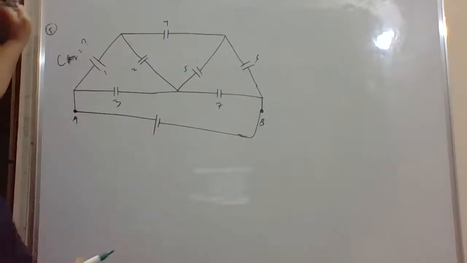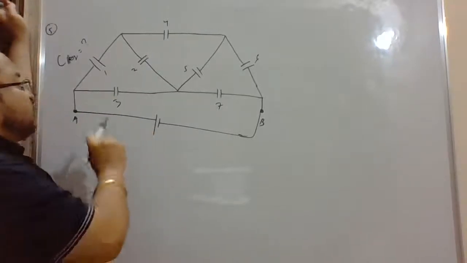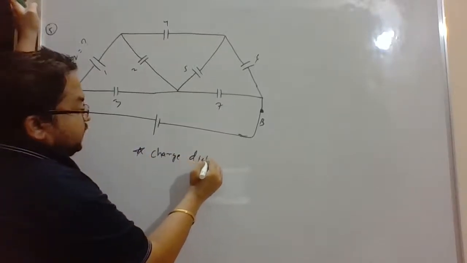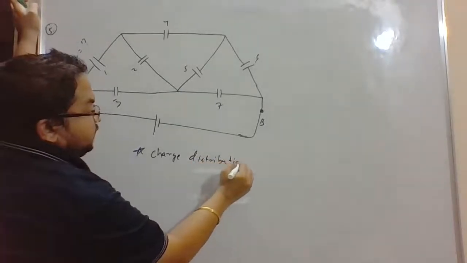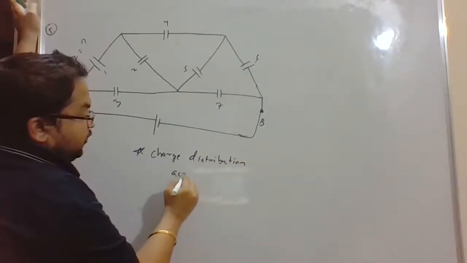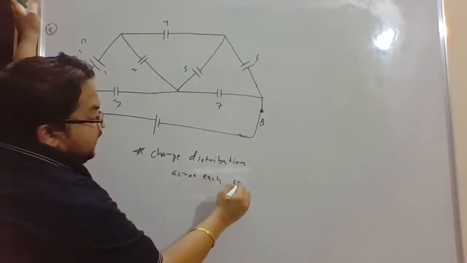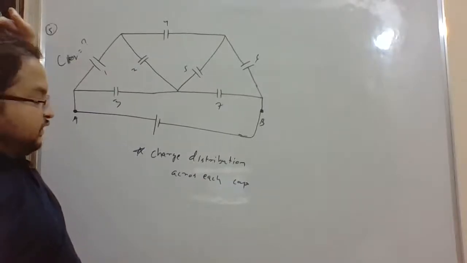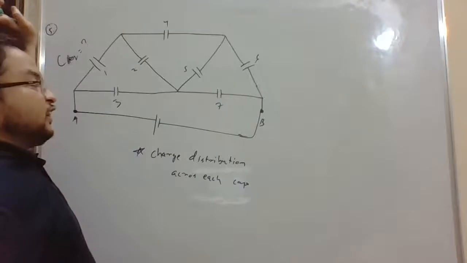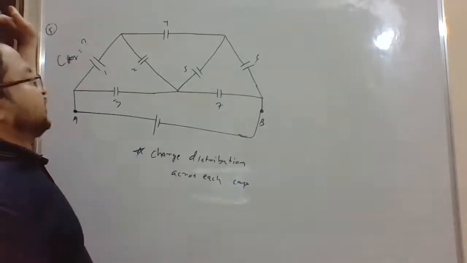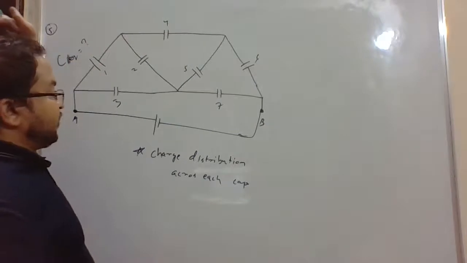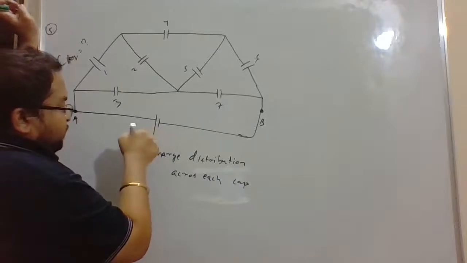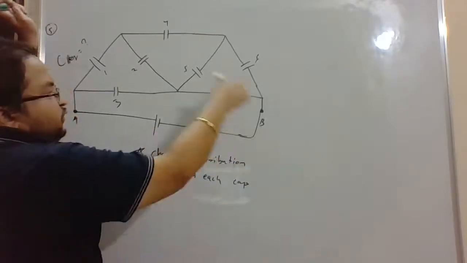Now if you connect it to an electric cell, the first and foremost thing is to find out the charge distribution across each capacitor. And then the next thing is, any limb which is either an open circuit or a closed circuit, we'll remove it. Say we send a plus q charge from the positive terminal of the battery and a minus q charge from the negative terminal of the battery.